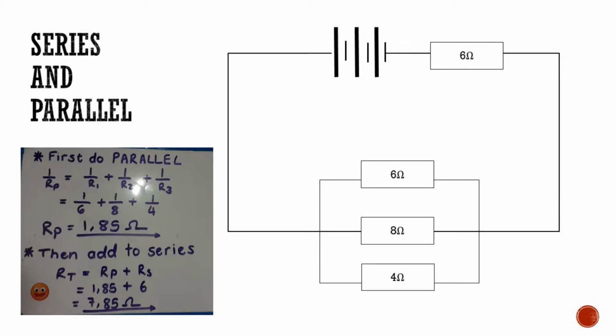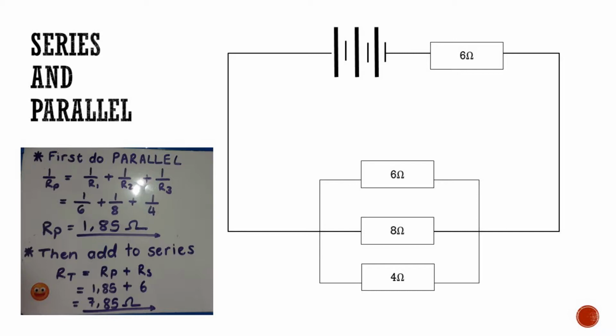And what we are saying over here, grade 11s, is that we are finding a single resistor which has the same effect as those 3 resistors combined. Let me say that again. When we're working out a parallel combination, we are finding a single resistor which has the same effect as the 3 resistors combined. So having a 6 ohm and an 8 ohm and a 4 ohm in parallel is the same as just having a single 1.85 ohm resistor.